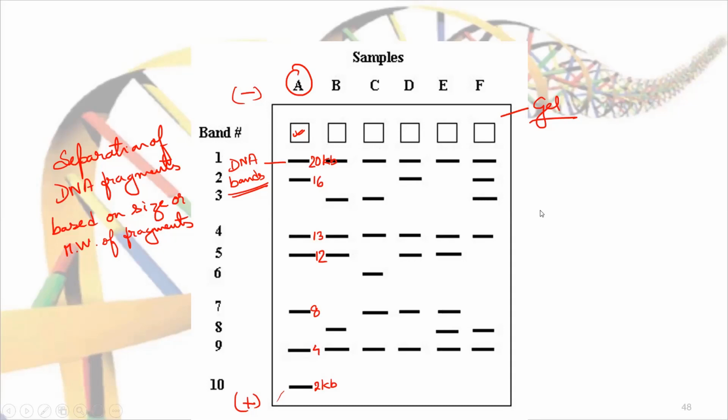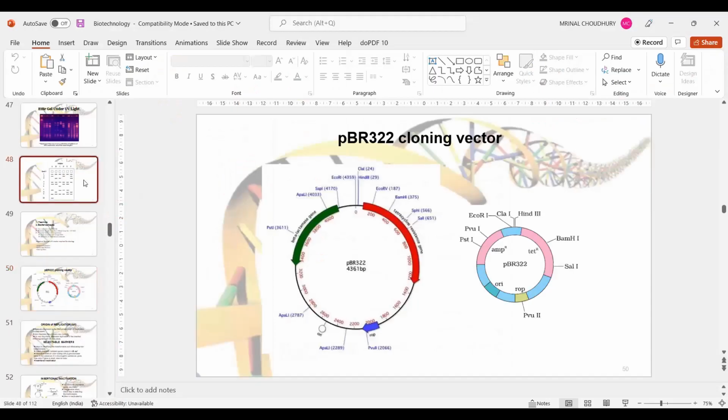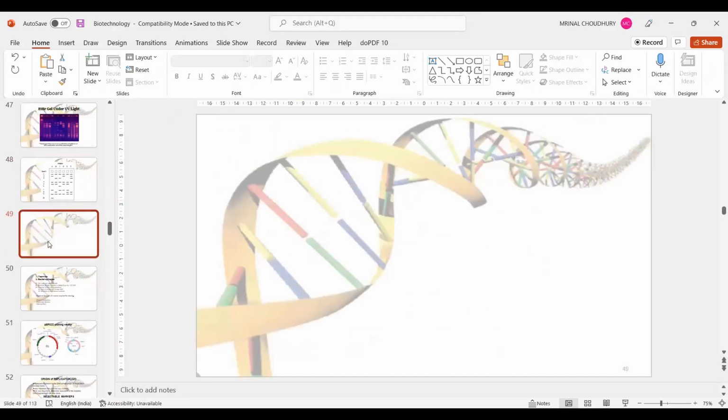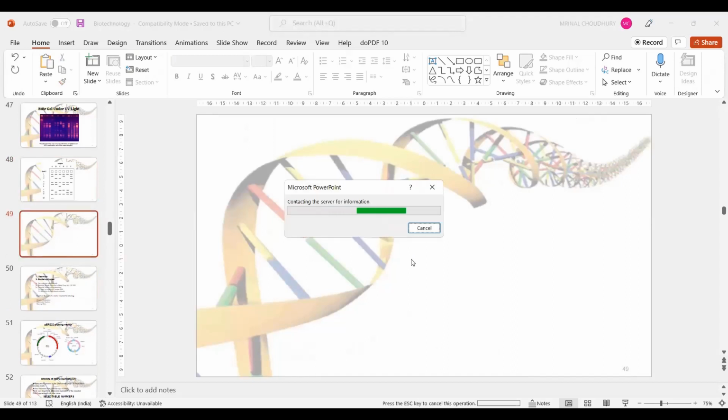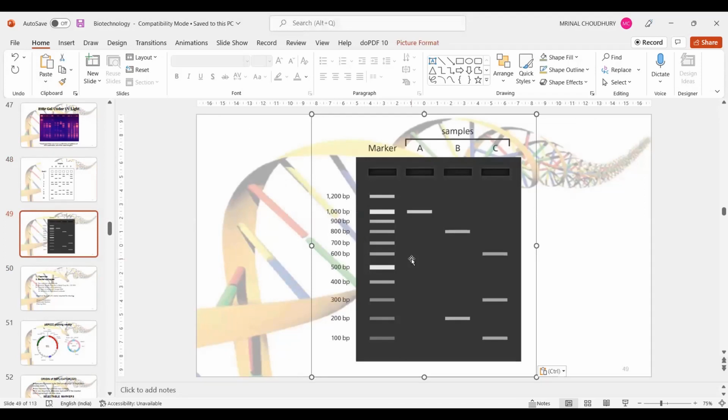Not accumulated. The DNA molecule will continue to move through those pores. When they move through those pores, based upon the size of the molecule, they will get stuck in certain pores. Either they will move, if they are very small, they will continue to move forward. If they are larger molecules, they may not move further forward, and they will get stuck there only.